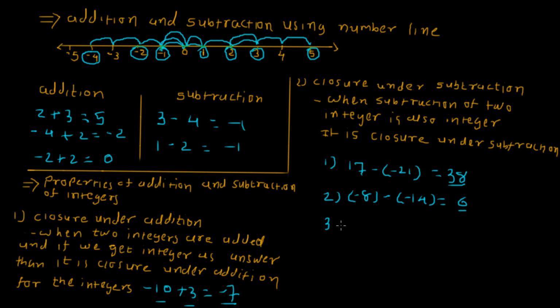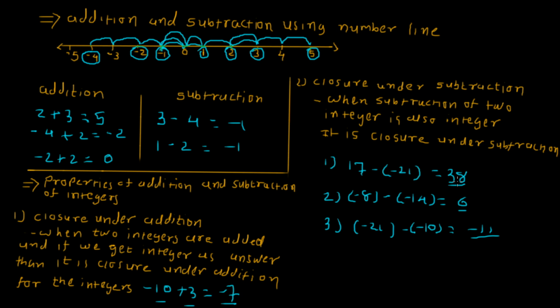Let's do another example. -21 minus 10. Okay, so what we will get is -11. Again, this is an integer. So guys, when we subtract two integers, we get an integer. So this is closure under subtraction.